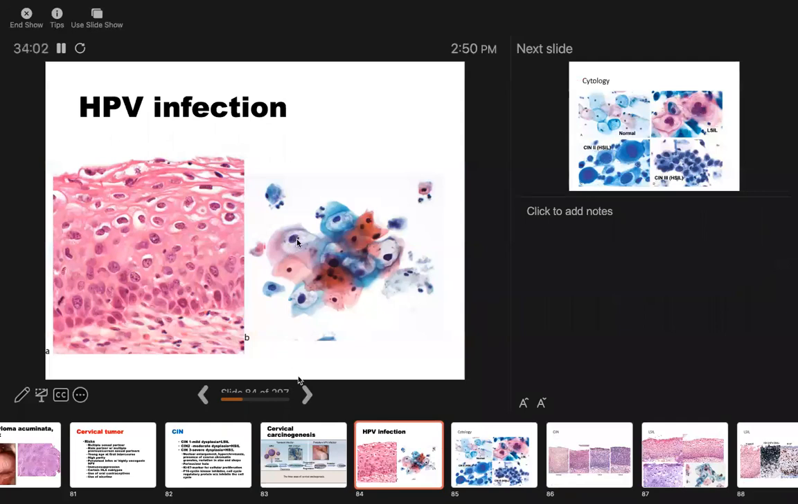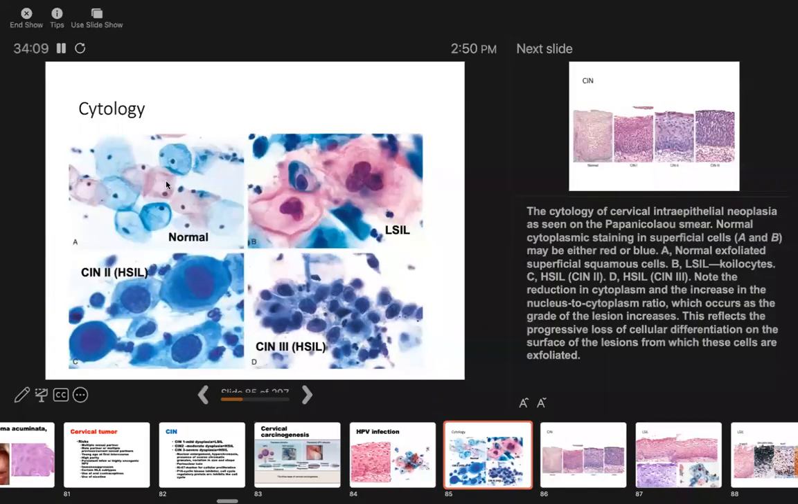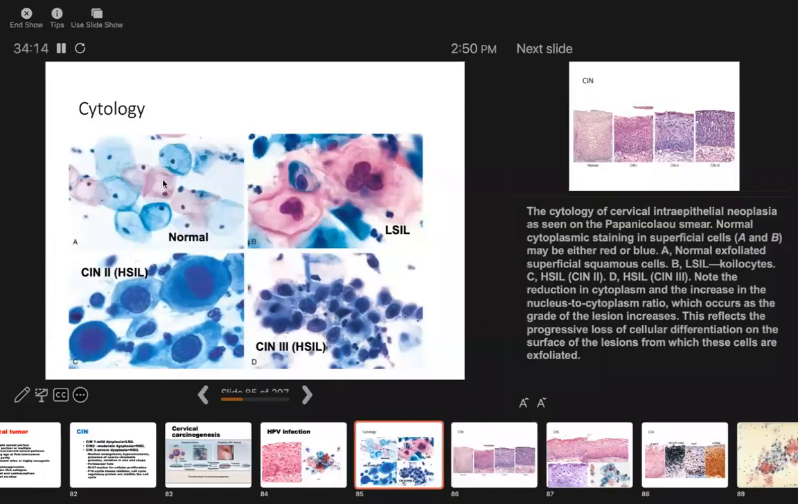So let's talk about this slide. So this is the normal superficial cell. That's a normal intermediate cell. Superficial and intermediate cell are almost of the same size and shape. The difference is the color of the nuclei, superficial cell being eosinophilic, intermediate cell being basophilic. The nuclei is often described as pyknotic.